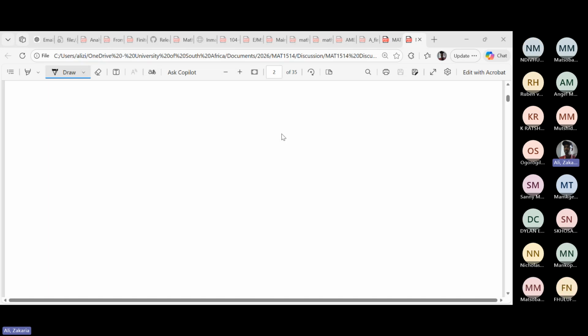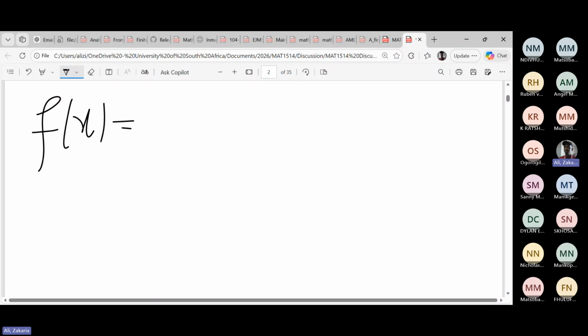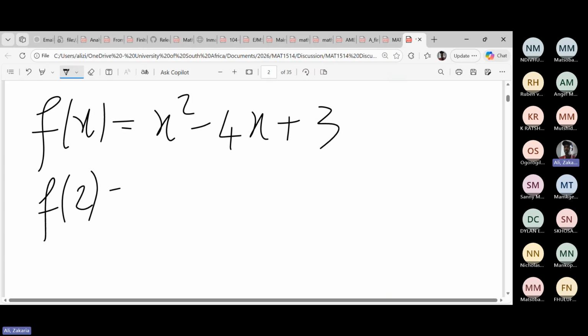Okay. So now what we do is we're going to start looking at, let's say, some quadratic functions. Let's say you are given a function f of x given by, let's say, x squared minus 4x plus 3. So this is what usually you guys call quadratic function. So if you are asked to evaluate, let's say, f of 2, what will you do? We substitute 2 where x is.